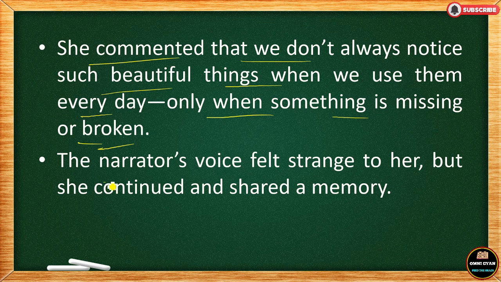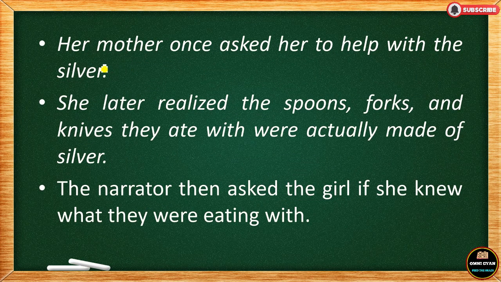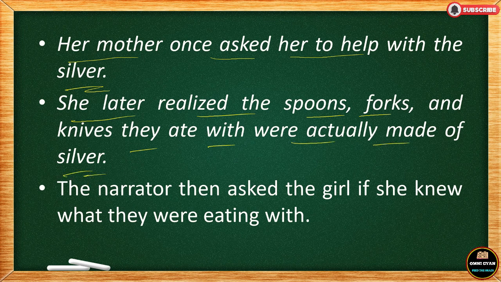Now the narrator's voice felt strange to her, but she continued and shared a memory. So narrator का voice जो है अभी थोड़ा सा choking हो गया. Okay, and she continued to share a memory. The narrator started sharing a memory. What is the memory? Her mother once asked her to help with silver. She later realized the spoons, forks, and knives they ate with were actually made of silver. Okay, so she shared a memory. Actually, she shared two memories with the girl.